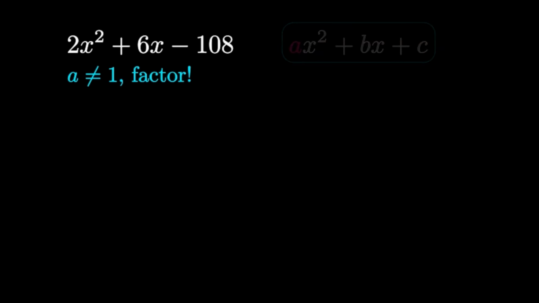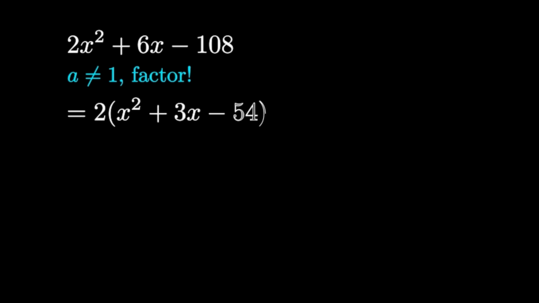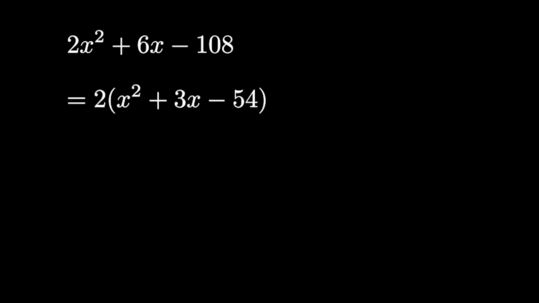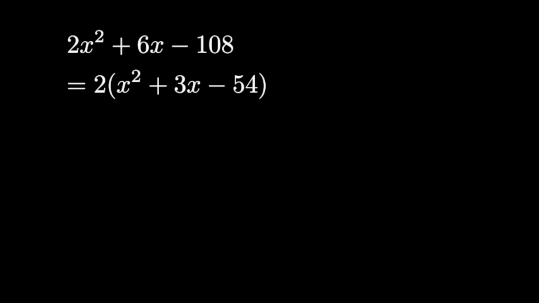So what does that look like? We're going to put the 2 on the outside. And if we put the 2 on the outside, we'd be left with x squared plus 3x minus 54. Because if you distribute, you're going to get the same thing. Awesome. Now we're saying that the thing in parentheses, that a is equal to 1. So we can continue to factor the way we've been doing.